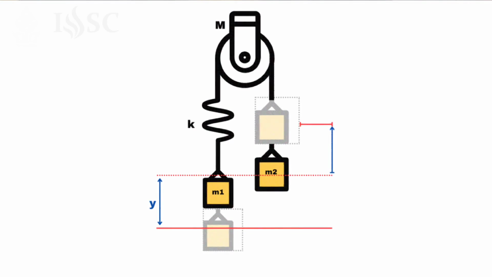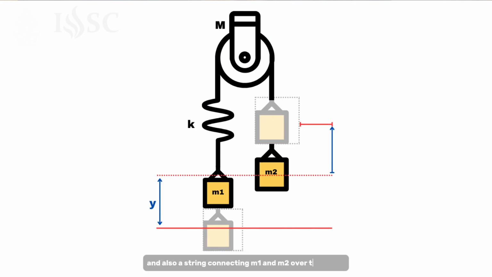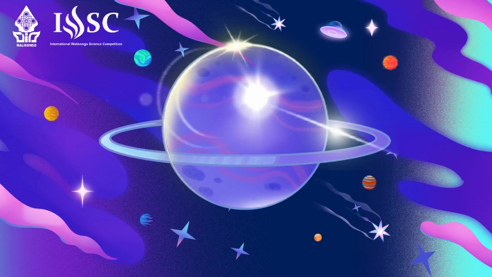Today we're going to delve into the fascinating dynamics of a mechanical system involving mass, a spring and a pulley. As you can see in the diagram here, our system consists of a large pulley with mass M, a spring with stiffness K, and also two hanging masses M1 and M2, and a string connecting M1 and M2 over the pulley.